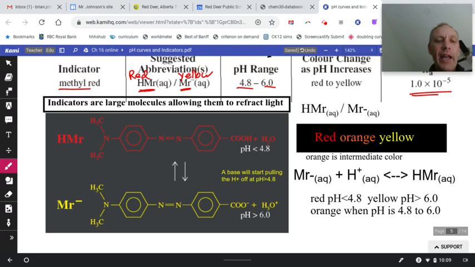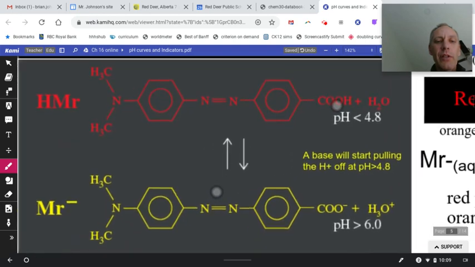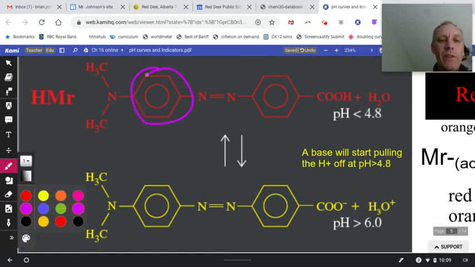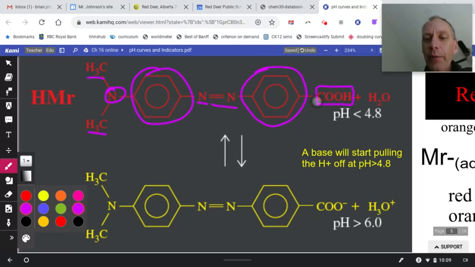And here's the actual molecule. So I'm going to zoom in on this thing. This is a pretty complicated organic compound that has two benzene rings. There they are. A nitrogen to nitrogen double bond, a nitrogen with methyl groups. Anyway, it's a big complex molecule. Here's the key part. Here's the acidic form, COOH, and here's the basic form, COO minus.